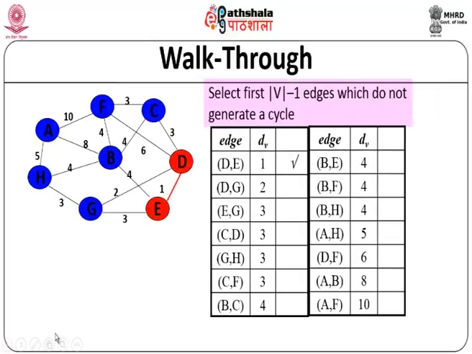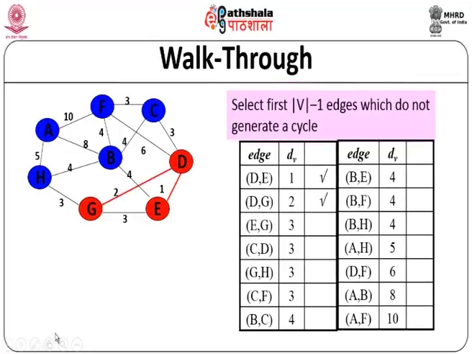Now, you have to select the first edge which does not generate a cycle. Here it is trivial. So, we first select DE, there is no question about it, that is the minimum cost edge. So, we select that. Okay. Next, we have to select the next one which is DG. DG is fine because it does not form a cycle. So, we select DG.